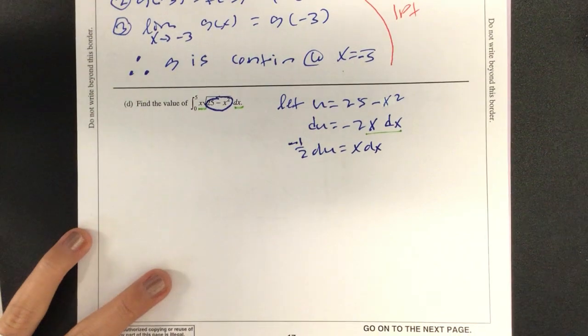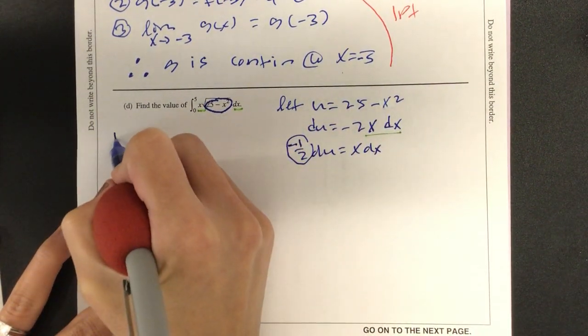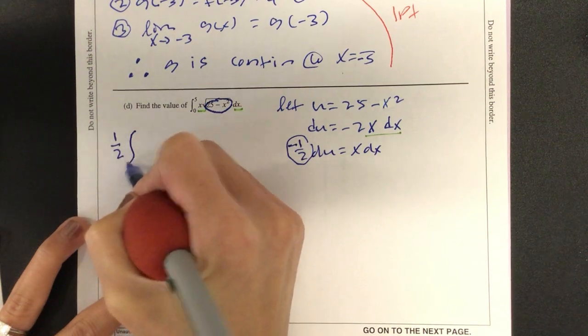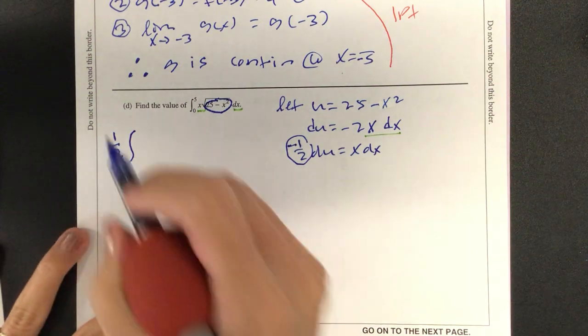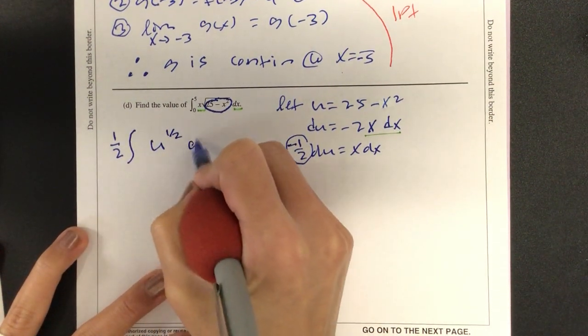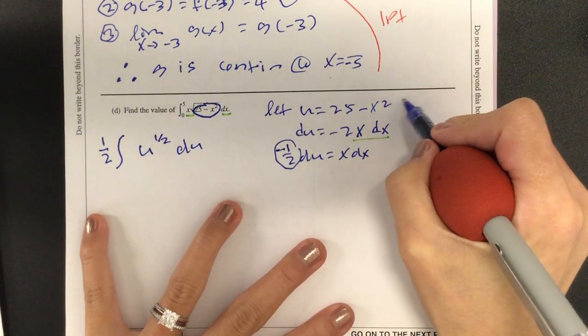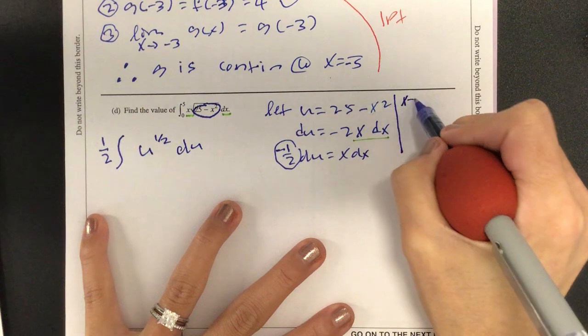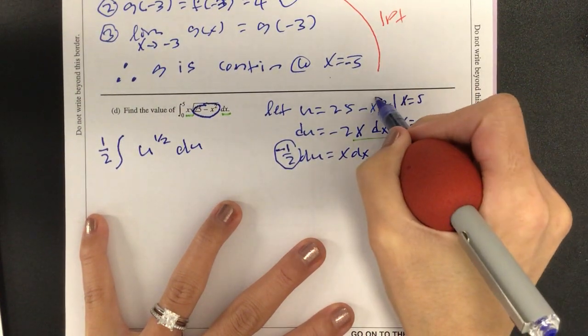By multiplying by negative 1/2. Negative 1/2 du is equal to x dx. So now let's do our direct substitution. I'm going to kick out the negative 1/2 outside the integral. And when you're writing the integral, do not write the current bound yet, because we're going to change it. So we have u to the 1/2 du. So let's see how we're going to change it. Right now, it says my upper bound on the x is 5, and my lower bound on the x is 0.